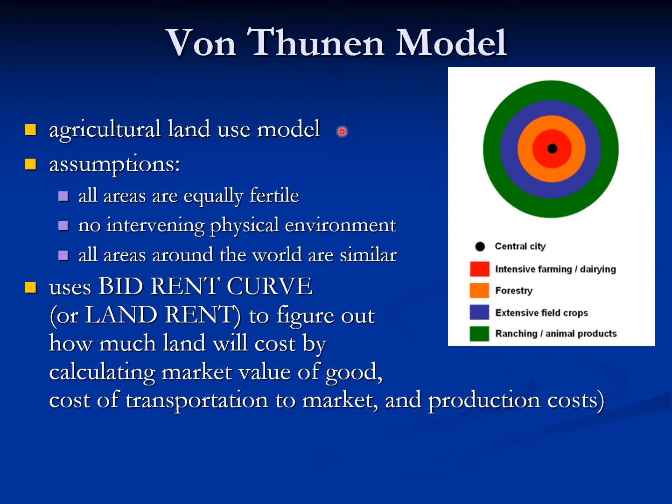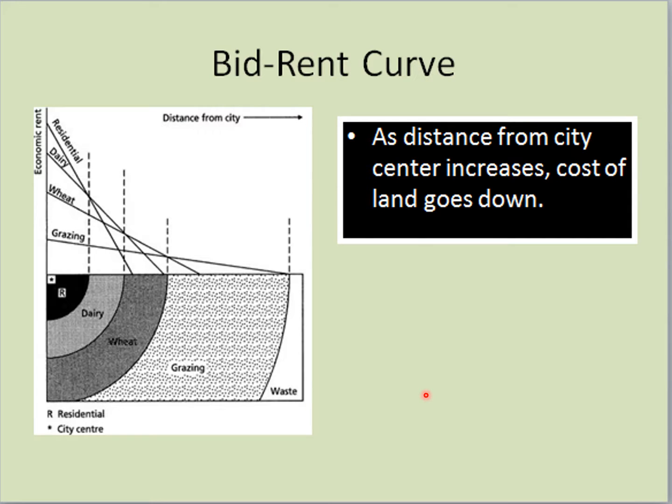So it's the agricultural land use model. The assumptions are that all areas are equally fertile, no intervening physical environment, all areas around the world are similar, and it uses a bid-rent curve, or land rent, to figure out how much land will cost by calculating market value of the good, cost of transportation to market, and production costs. And this is why it's called a bid-rent curve. As distance from the city center increases, cost of land goes down. The bid-rent curve.